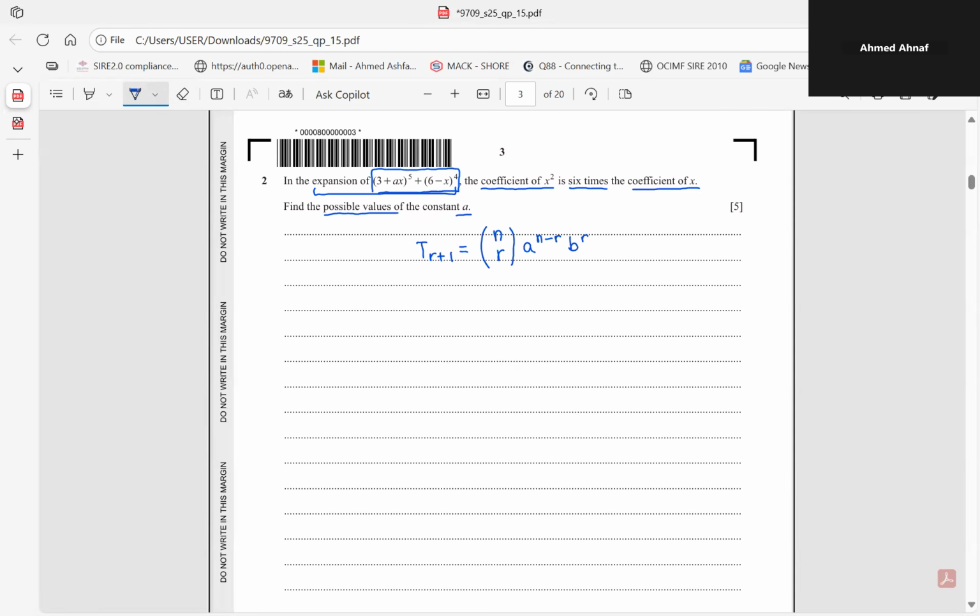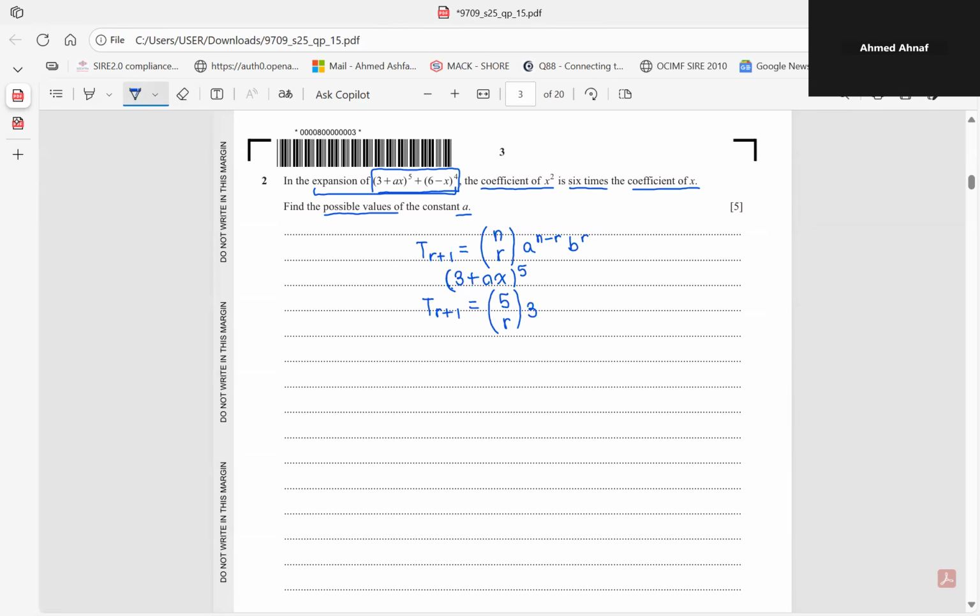All right, now let's find the term for 3 plus ax to the power of 5. So T r plus 1 is equal to, n is equal to 5, so this is 5 choose r. This r we can find out later. And a is 3, so 3 to the power of n minus r, so 5 minus r, times b to the power of r, which is ax to the power of r.